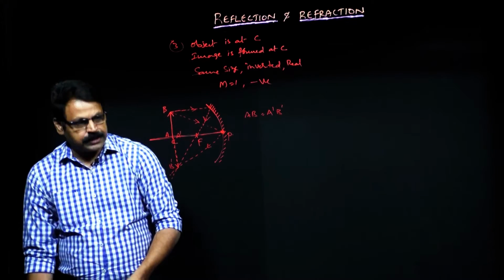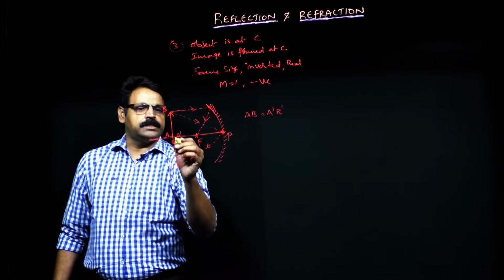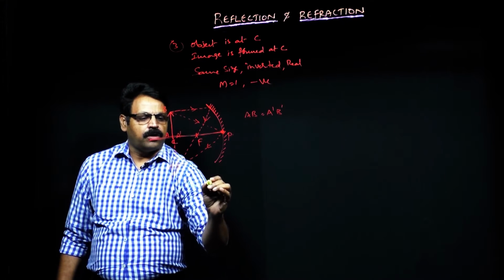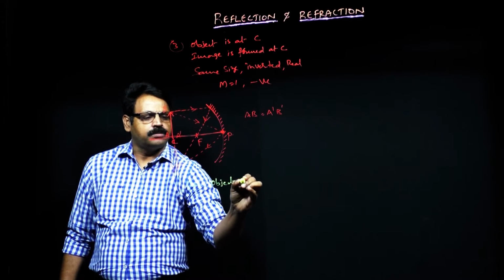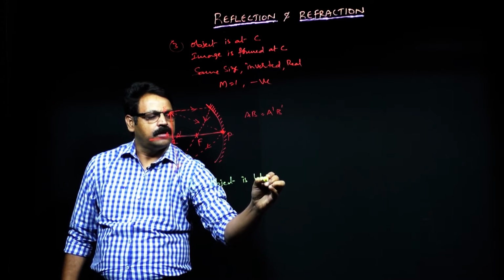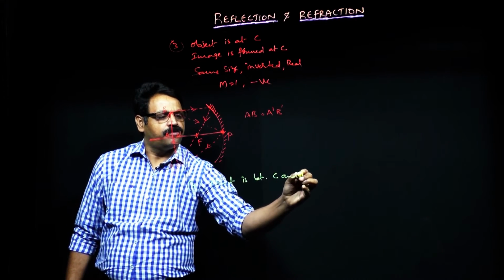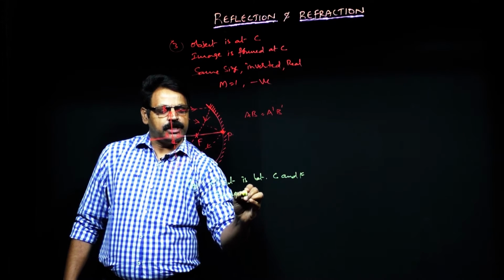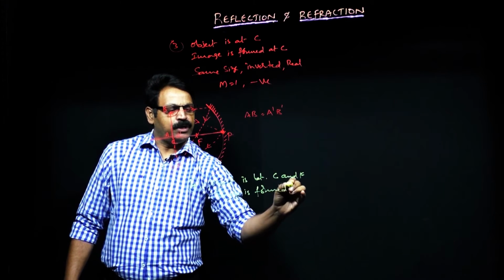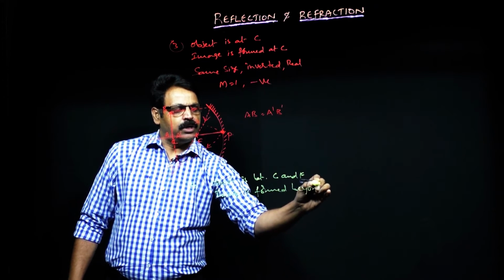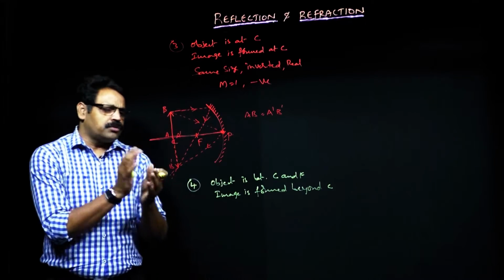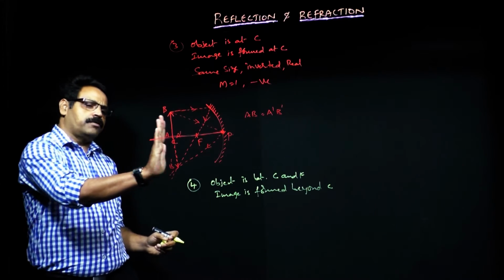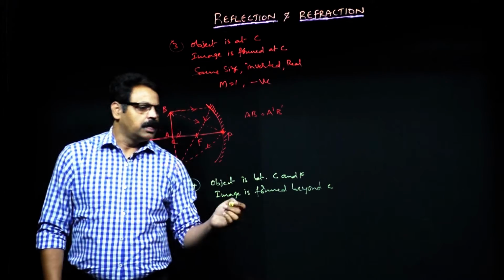Similarly, we will think of the case where the object is between C and F. So the fourth case we will look at, the object is between C and F. Then the image is formed beyond C, important. So it's very simple, as we are moving towards the surface, the image is moving away from the surface. That's the only thing you need to remember.